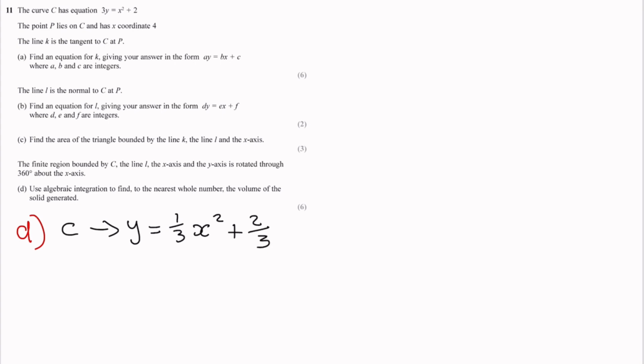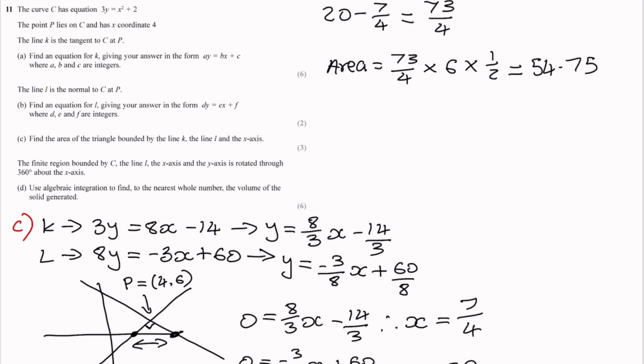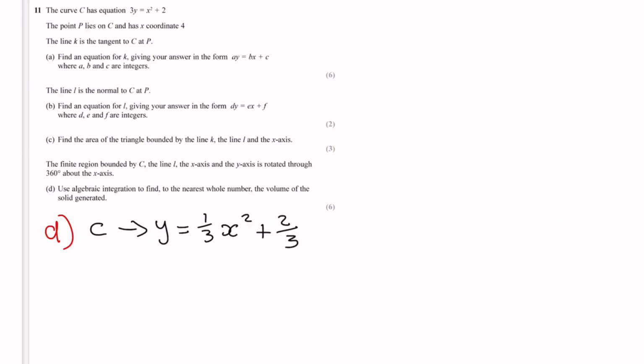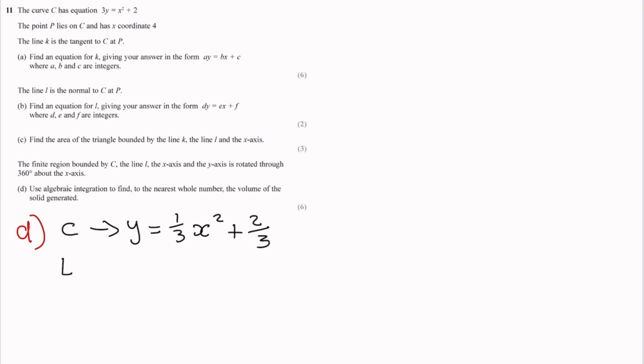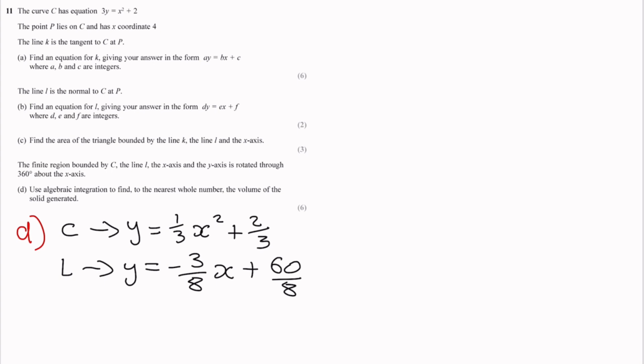Secondly, the line L we can get from the previous part. The line L is y equals minus 3 over 8x plus 60 over 8. So now we need to sketch them on a graph just to see what this is going to look like.